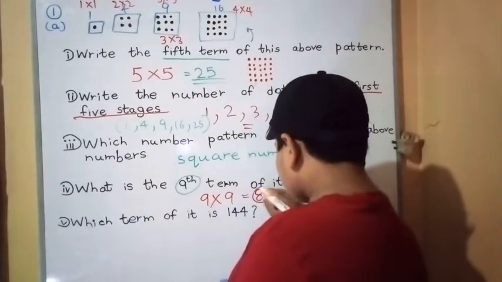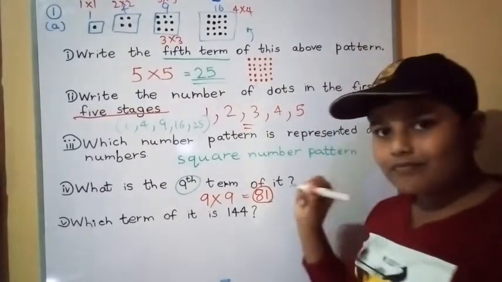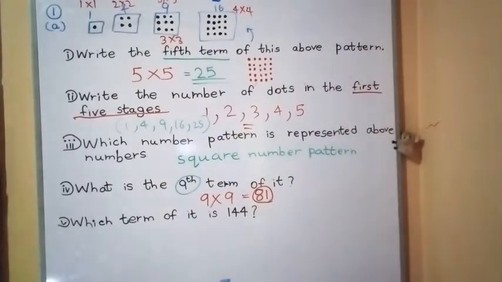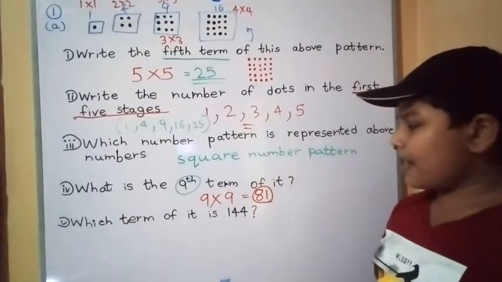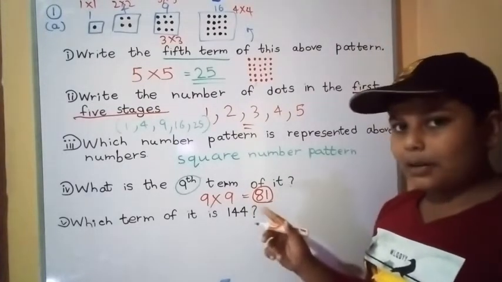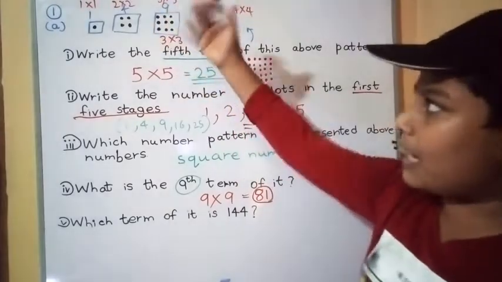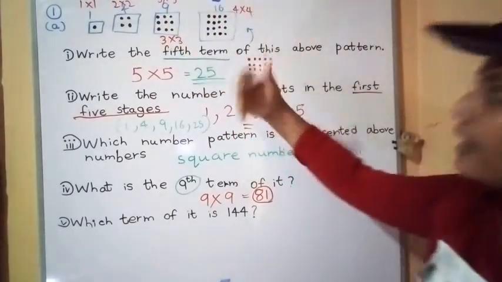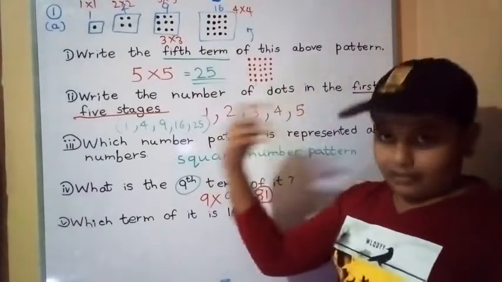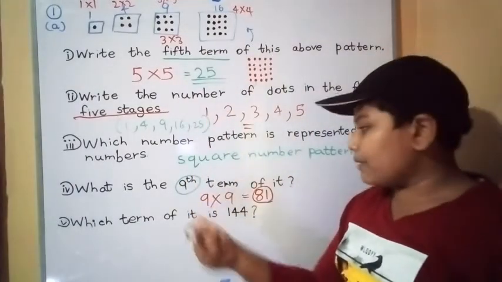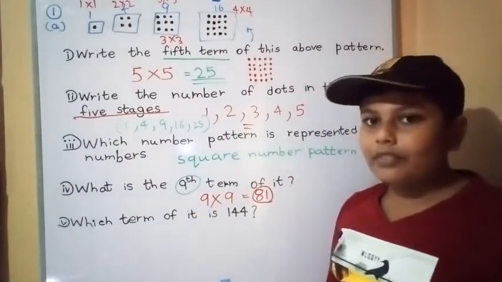81. Right? 81. Because they are 1 multiply 1, 2 multiply 2, 3 multiply by the same one like that. Now 9 multiply 9 is right.